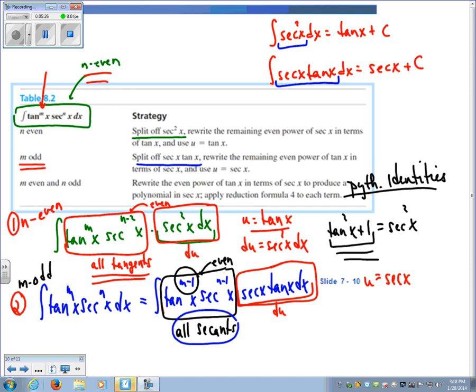If neither of those is true, that means that the m is even and the n is odd. And in that case, what we're going to do is take all the even powers of the tangent, because this was the tangent one. We're going to take the even powers of tangent and switch them all over to secants. Rewrite the even powers of tangent to be secants. Then we're going to just get a big power of secant, and we're going to be using our reduction formulas there. Okay, so now let's work a few of these.